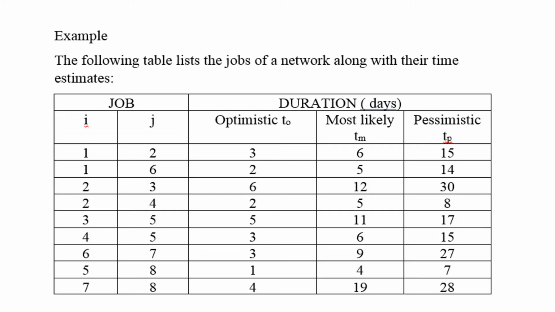Here we are having a problem. The following table lists the jobs of a network along with their time estimates. Jobs are given as I and J, and for each pair of nodes or activities you are having the optimistic time, most likely time, and pessimistic time.